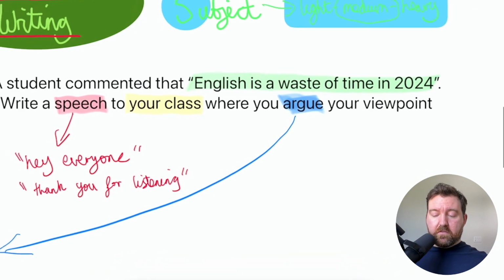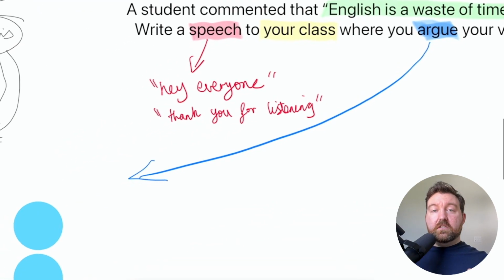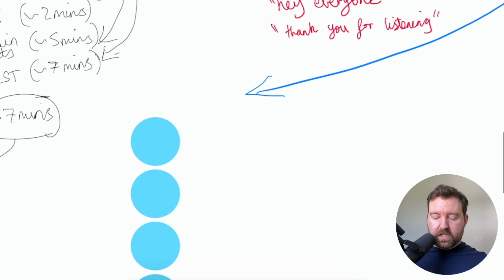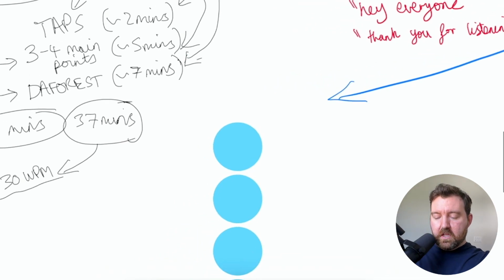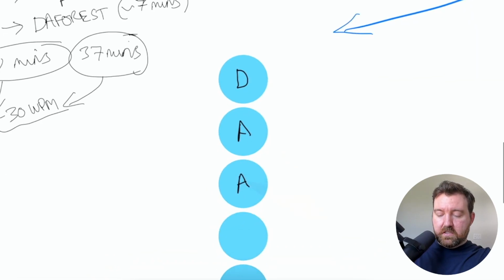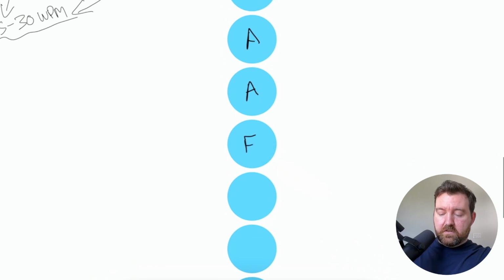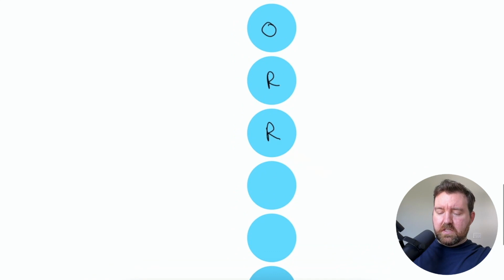And then argument, right? So now that we know we're arguing, we need to think about what devices to put into our toolkit in order to be really effective in our persuasive writing, in our arguing, in this case, for our transactional writing. So the acronym that I teach is DAFOREST. There's actually 2 A's and there are 2 R's. And actually, I think there are also 2 E's, aren't there? Yes.